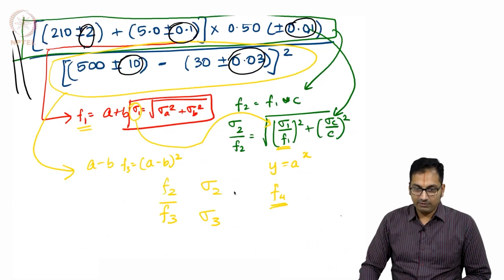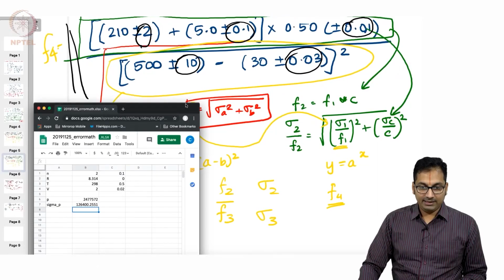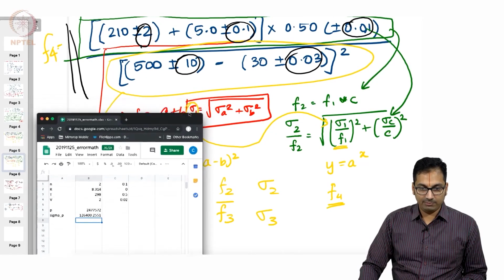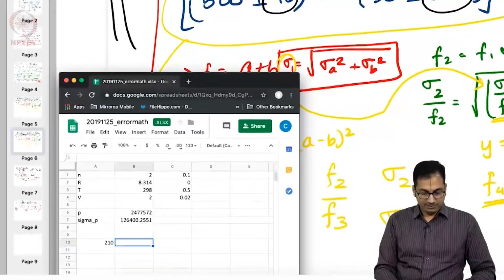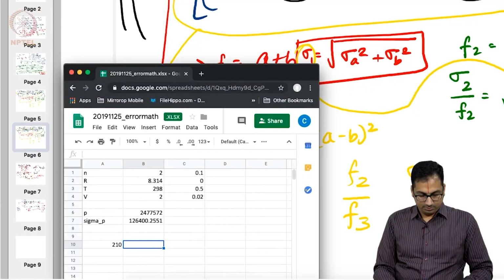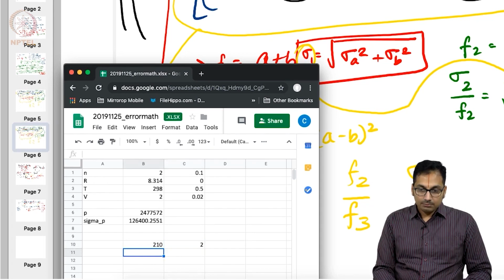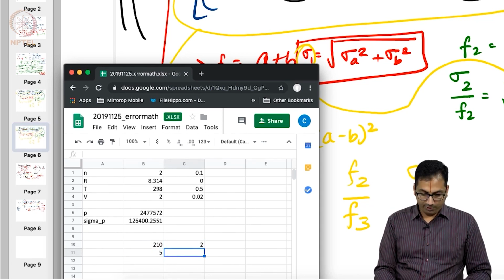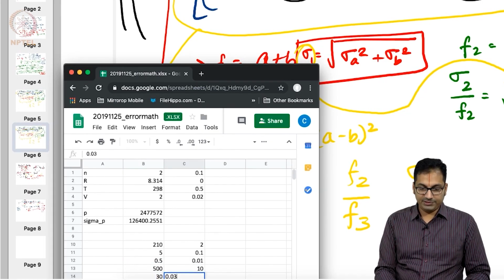So similarly, we also asked a more difficult question, and the question here was, what is the error involved in a measurement that has multiple variables that go together in this fashion. So I am going to write all of this: 210 plus minus 2, 5 plus minus 0.1, 0.5 plus minus 0.01, then you have 500 plus minus 10 and 30 plus minus 0.03.